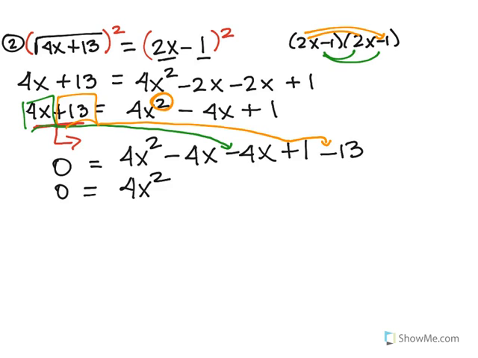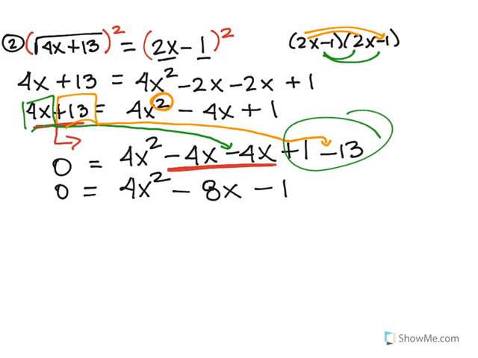4x squared. These 2 negative 4x's make negative 8x. And then 1 minus 13 is a negative 12. Do y'all see that trinomial? Does everyone see how we got that trinomial?